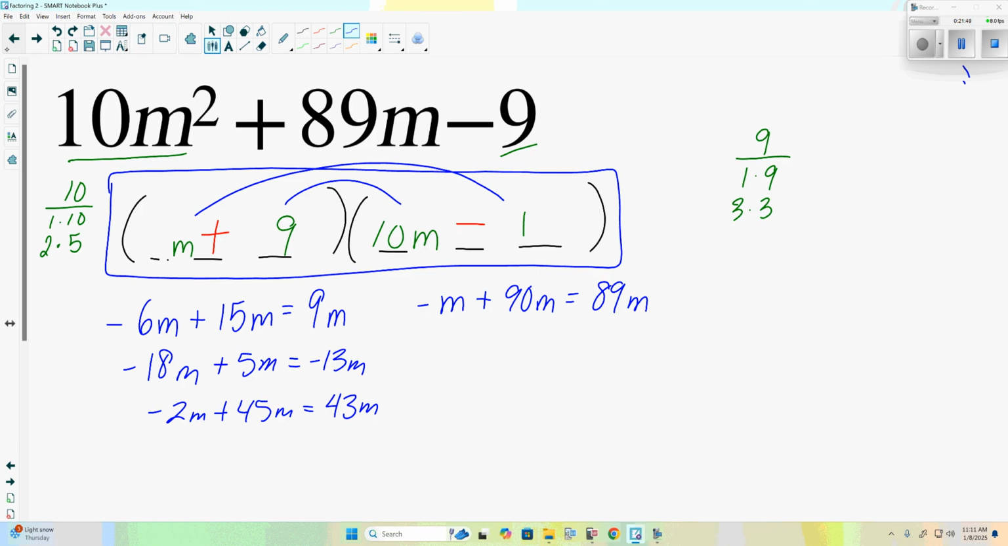Did you graph it? So you graphed this and then found the zeros? Okay. Because you should have.